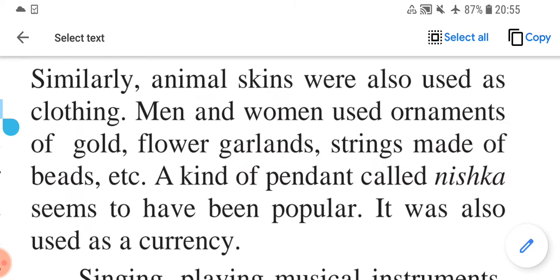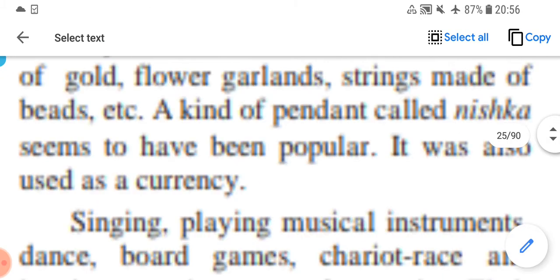Men and women used ornaments of gold, flower garlands, strings made of beads, etc. Both women and men used to wear gold ornaments. Flower garlands, strings made of beads. A kind of pendant called nishka seems to have been very popular. They used to wear the pendant on a chain or garland. It was called nishka and was very popular at that period. It was also used as currency. Currency means money.